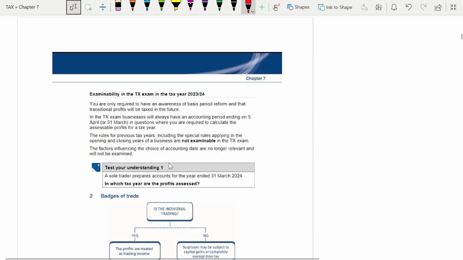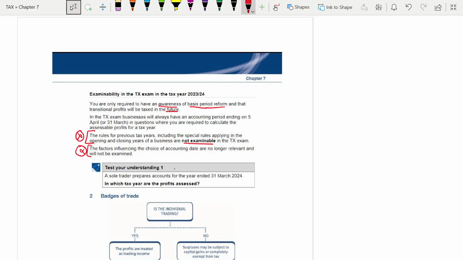You are only required to have awareness of the basis period reform. We should only have the understanding that transitional profits will be taxed in the future. In the TX exam, businesses will always have an accounting period ending on 5th April or 31st March in questions where you are required to calculate assessable profit. They are very clear, they are not going to put you in any confusion. The rules for the previous tax year, including the special rules and closing rules, are not examinable. The factors influencing the accounting date are no longer relevant and will not be examined. They have mentioned what is examinable and what is not.